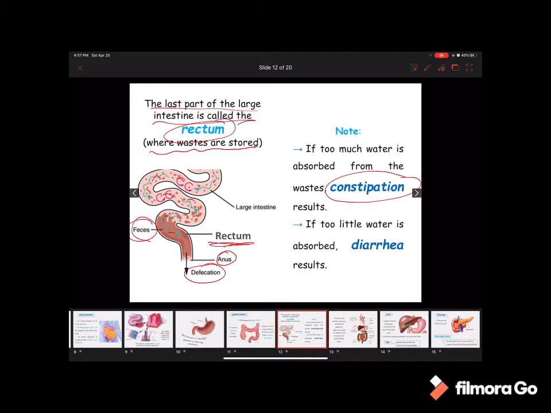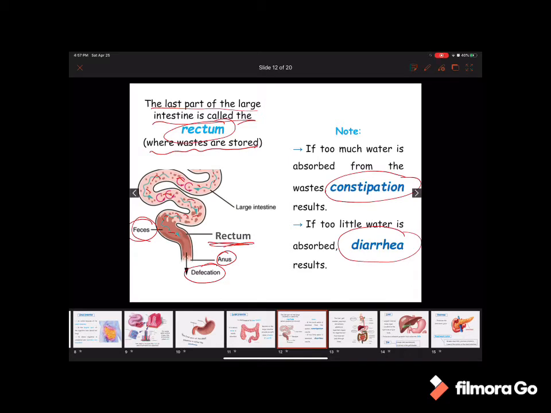As for when the large intestine doesn't get the time to absorb enough water, this water is going to get eliminated with the feces. And this way we're going to have diarrhea. This is why you're going to use the bathroom a lot and the stool is going to look very watery. All right, it's very important to know that about the large intestine.